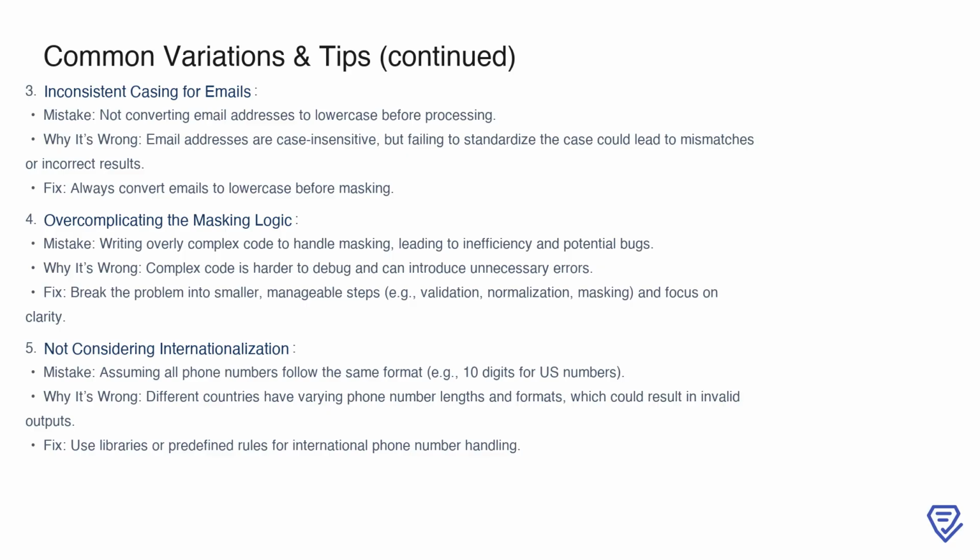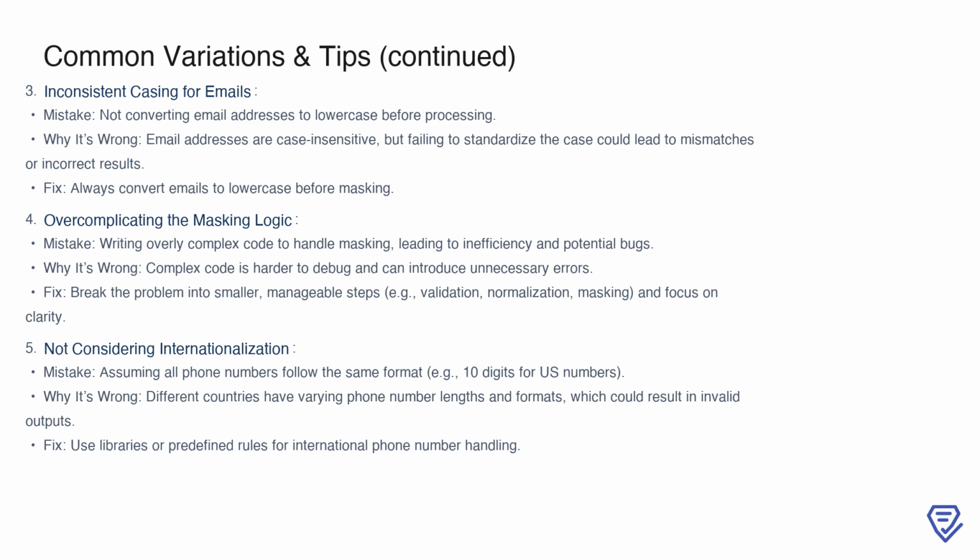Additionally, overcomplicating the masking logic is another pitfall. Writing overly complex code not only makes your solution harder to debug but also increases the likelihood of introducing errors. Instead, break the problem into smaller, more manageable steps. Focus on clarity by separating the validation, normalization, and masking tasks. This approach will make your code cleaner and easier to work with.